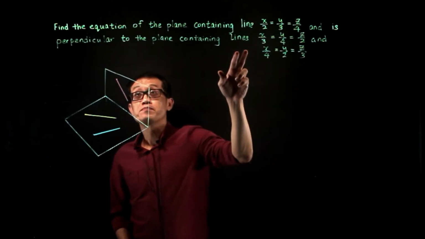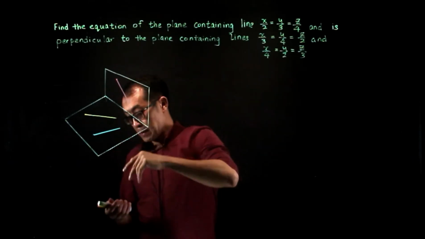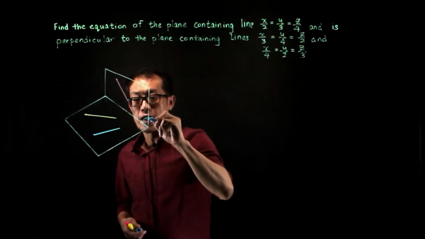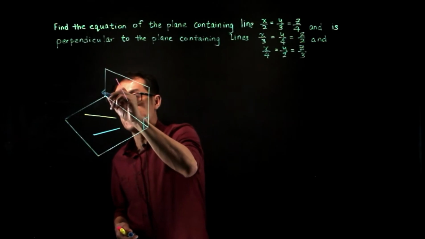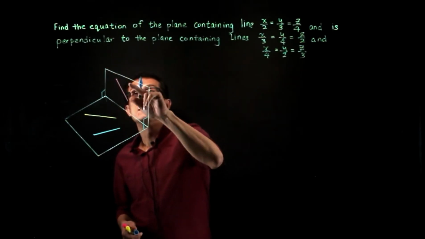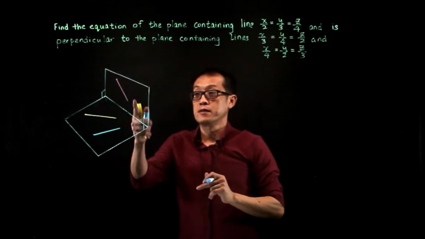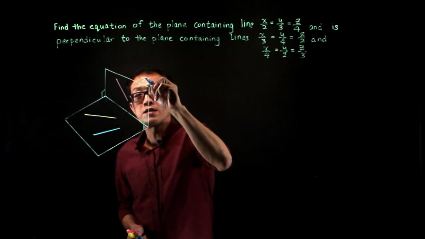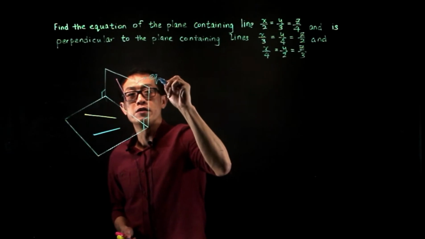Now you want a plane that is perpendicular to it. Alright, so this is the required plane. Right, this is perpendicular, and this is the line that is on this plane, the one that is in pink. So you are asked to determine the equation of this plane.